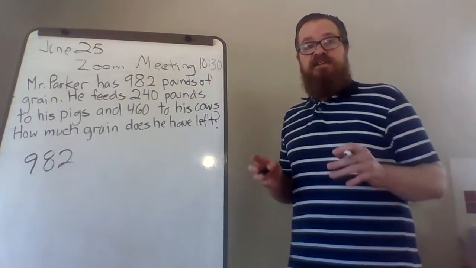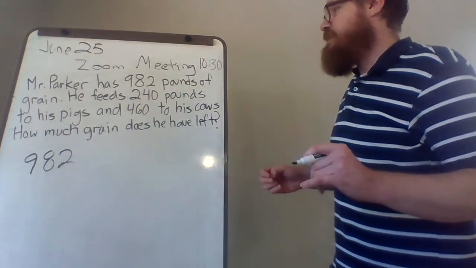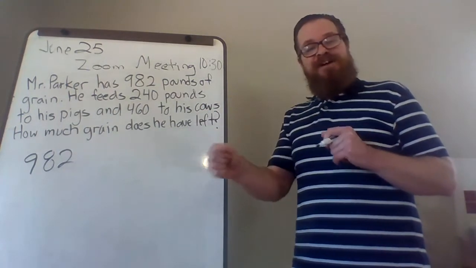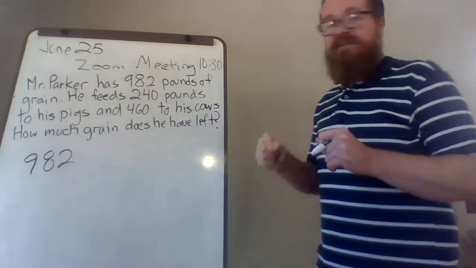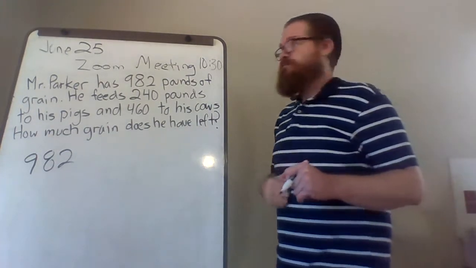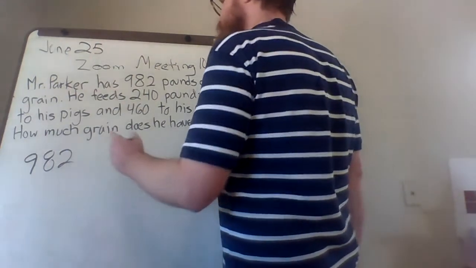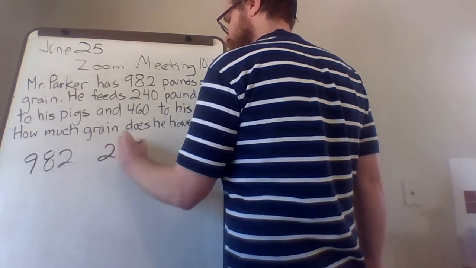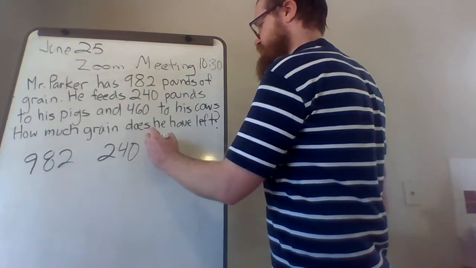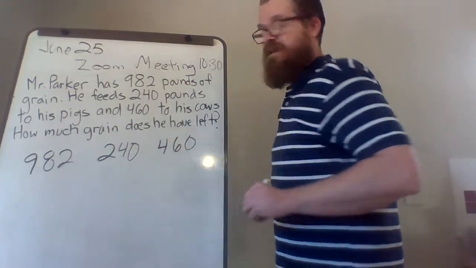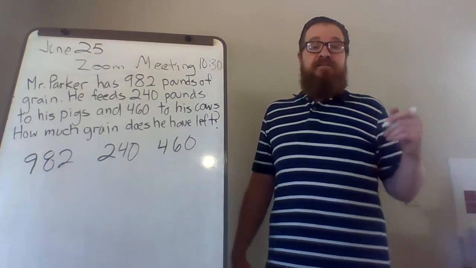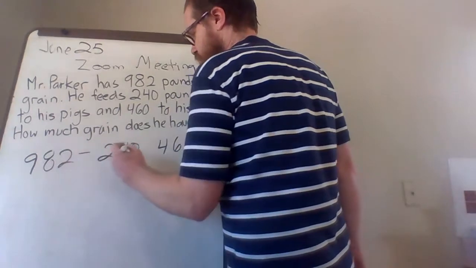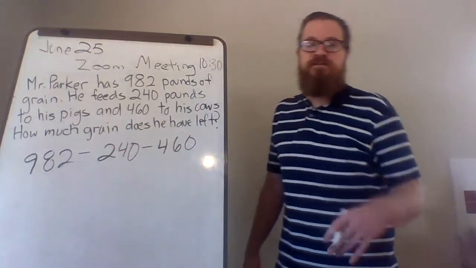But he's feeding grain to his pigs and his cows. Now, when you're feeding grain, that grain's going away. You're not going to get that grain back, right? After your pigs and cows eat it. So we're talking about subtraction. So I would need to subtract 240 and I need to subtract 460, and then whatever I have left at the end is my answer. Okay, so I'm taking away the 240, I'm taking away the 460.